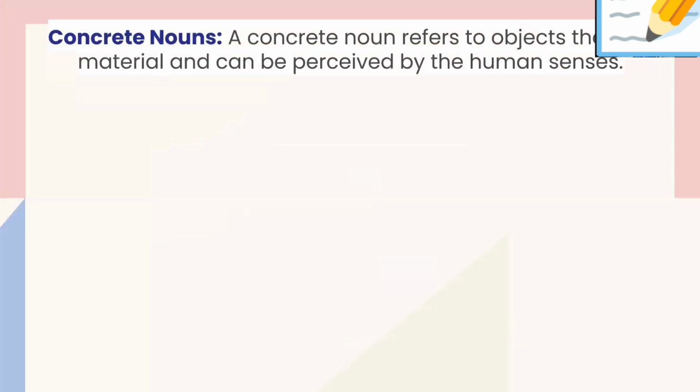Then the next type of noun, concrete nouns. A concrete noun refers to objects that are material and can be perceived by the human senses. Let's suppose we, the human beings, have got 5 senses. जो चीजें सेंस के थ्रू परसीव की जाए उनको कॉन्क्रीट नाउन्स कहा जाता है.